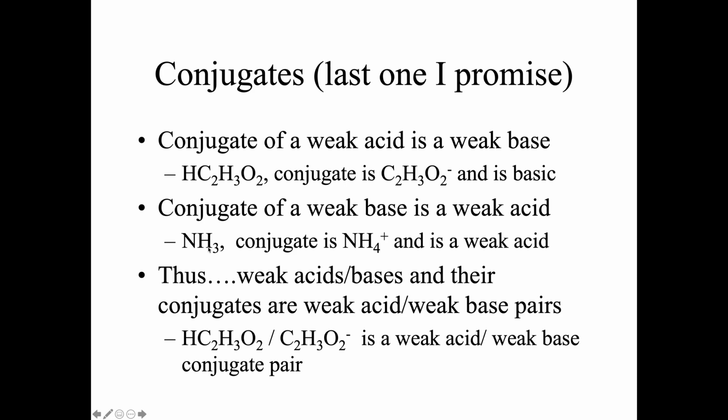The conjugate of a weak base: ammonia is a weak base. This conjugate is a weak acid. So weak acids and bases and their conjugates are referred to as weak acid-base conjugate pairs or weak acid-weak base pairs. So here, that's a weak acid-weak base conjugate pair. Why is that important? It has to do with their acid-base properties. So actually, I am going to stop the video here, and we'll pick up with the second video, which will be a little shorter.